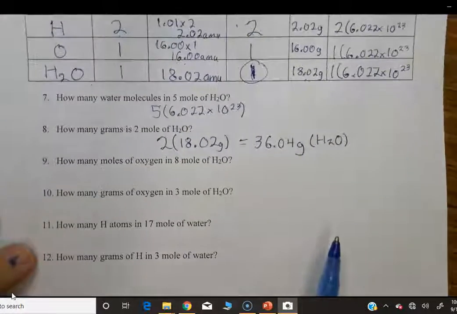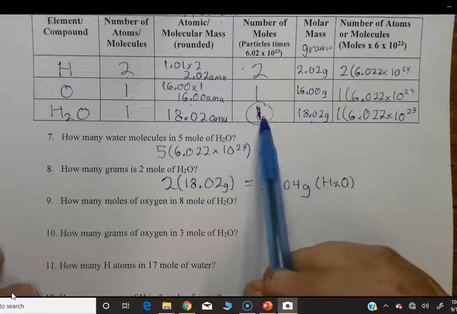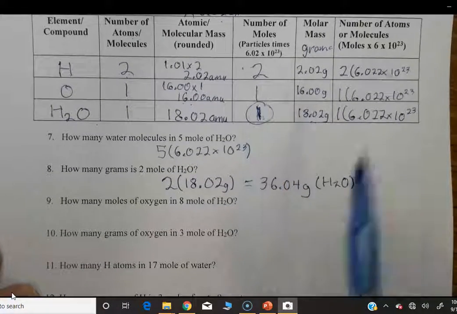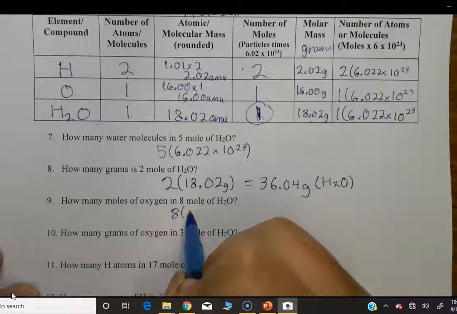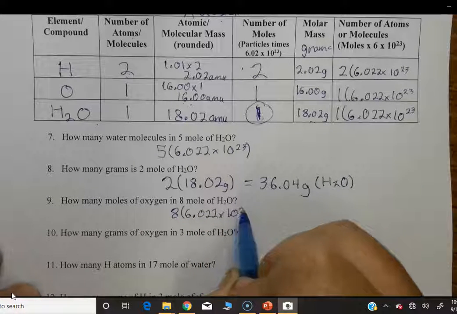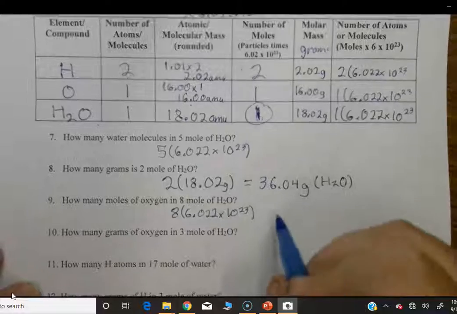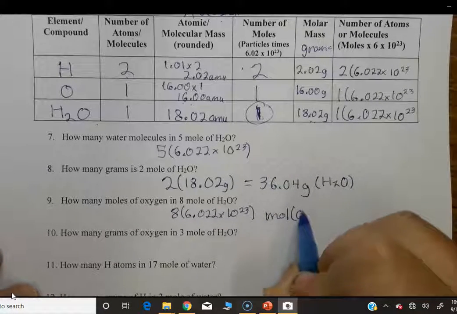Okay, next, how many moles of oxygen in 8 moles of H2O? Well, in 1 mole of H2O, we have 1 mole of oxygen. So in 8 moles of H2O, we have 8 moles of oxygen, so that's 8 times 6.022 times 10 to the 23rd, and that's going to be moles of oxygen.